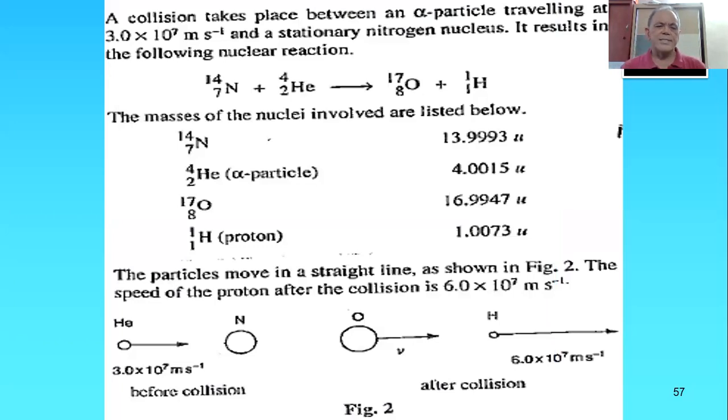Okay, let's look at this one. A collision takes place between an alpha particle traveling at the speed given to you, that's the speed of the alpha, and a stationary nitrogen. It results in the following reaction. They're giving you the reaction, and they give the mass in atomic mass units. The particles move in a straight line as shown in figure 2. The speed of the proton after the collision, and the speed of the oxygen, we don't know.